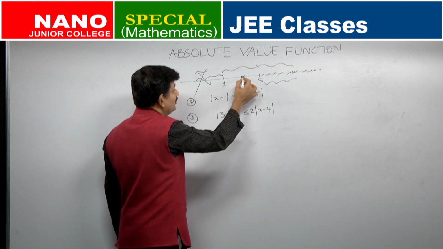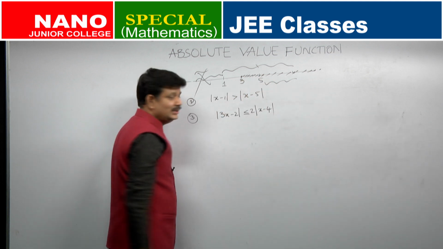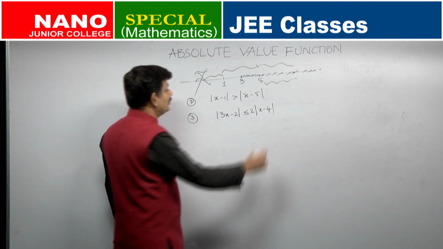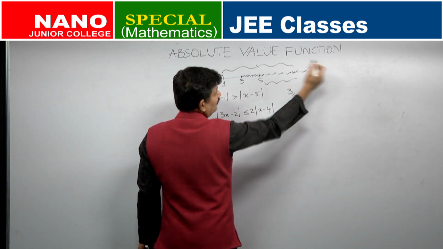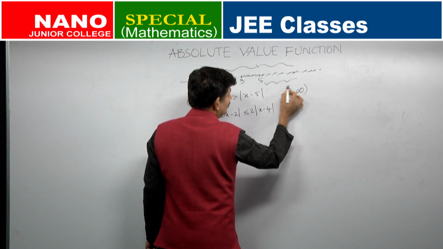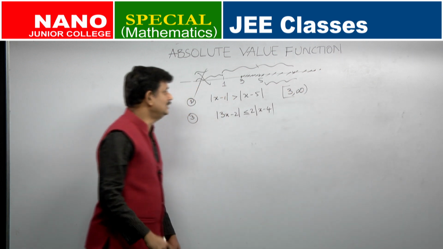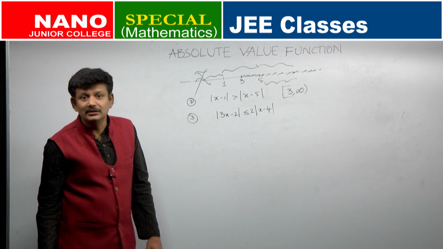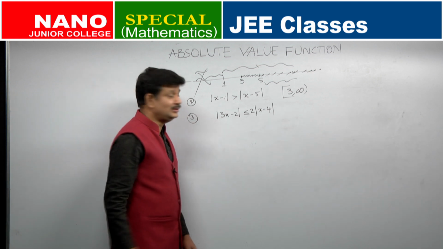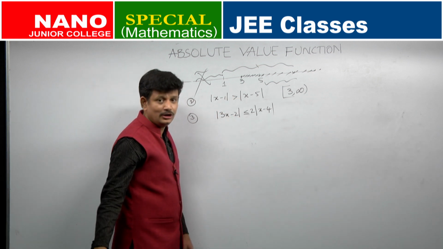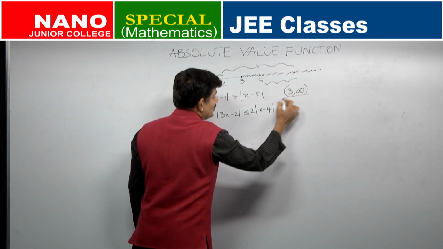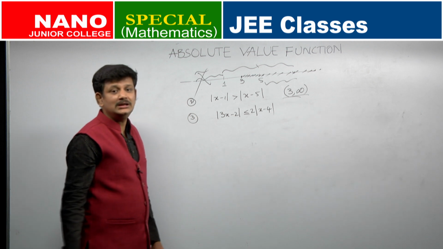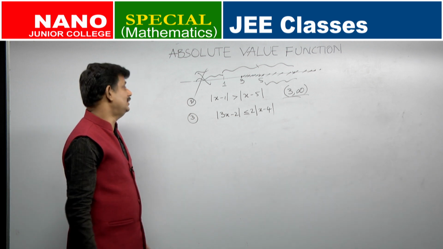So, what is the set of all the numbers from 3 to 5? So, what will be the answer for this particular question? 3 to 5 and 5 to infinity. Effectively, you have all the numbers from 3 to infinity. Now, 3, is it closed or open? Is equality given here? No. So, 3 is open. So, what is your answer? Open interval 3 to infinity.